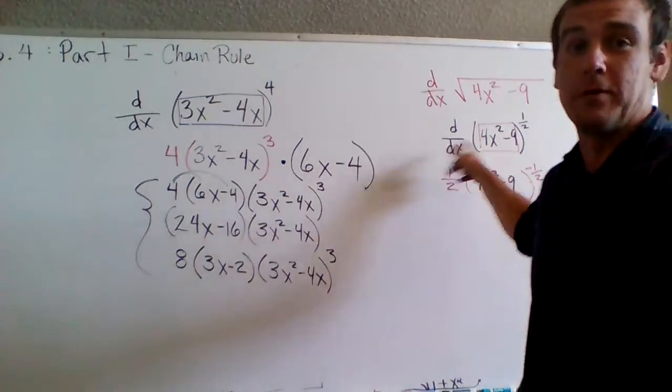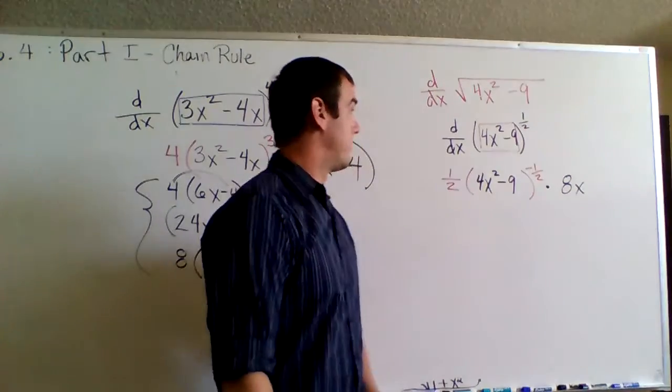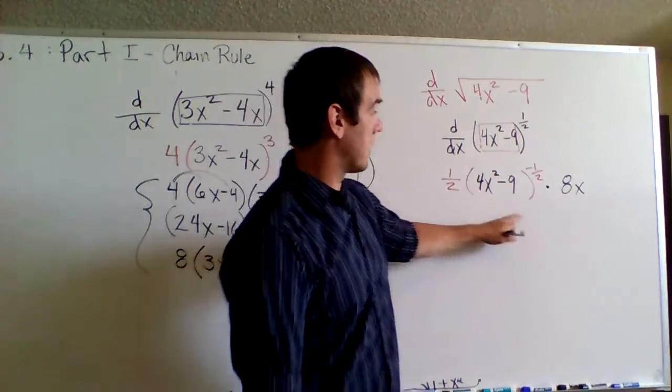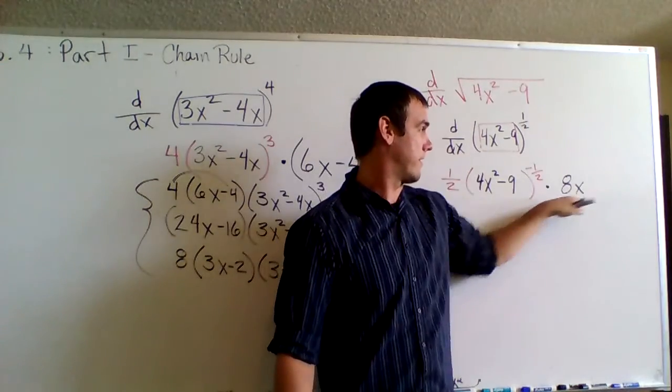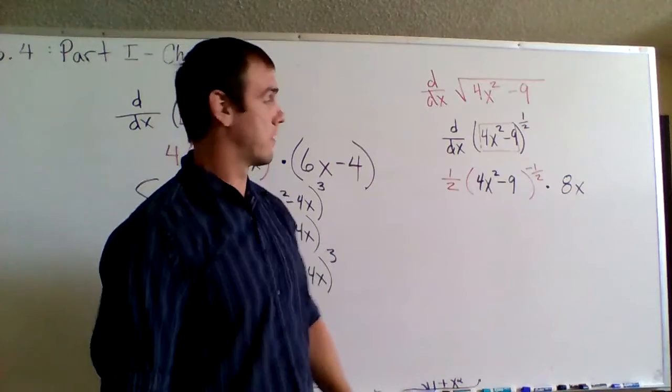You bring your exponent out front, 4 times 2 is 8. Subtract 1 from your exponent, we get x to the first. The derivative of negative 9 is going to be 0, so we don't even need to write it. So here, since that was just our derivative, we don't need parentheses there.